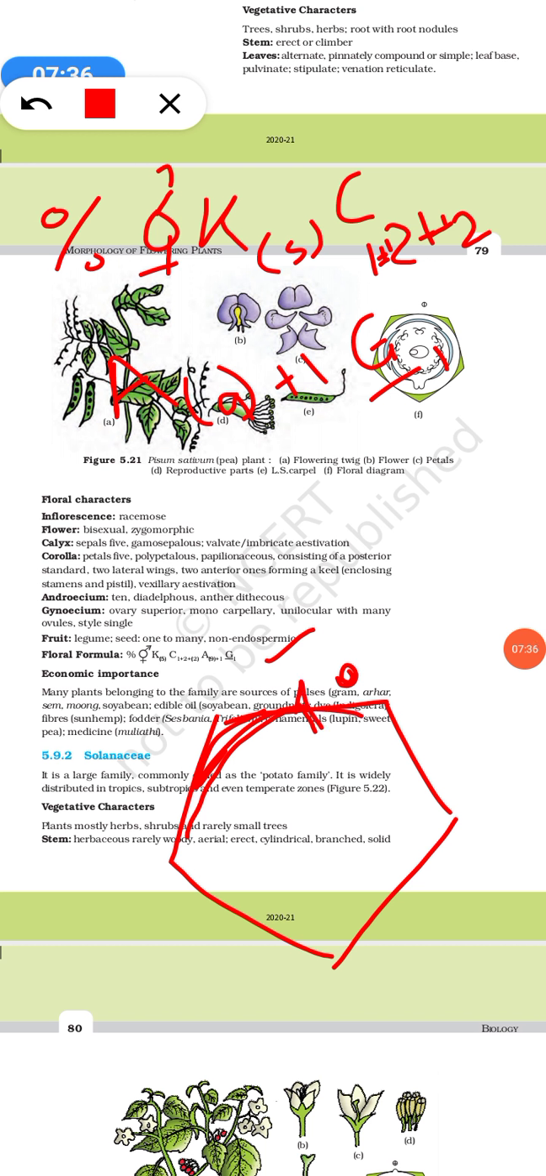Okay. Fused. So this is what shows it is fused. Okay. Then how is the corolla? Corolla, it says 1 plus 2 plus 2. So there is 1 corolla over here, 1 plus 2, so there is 2 plus another 2.